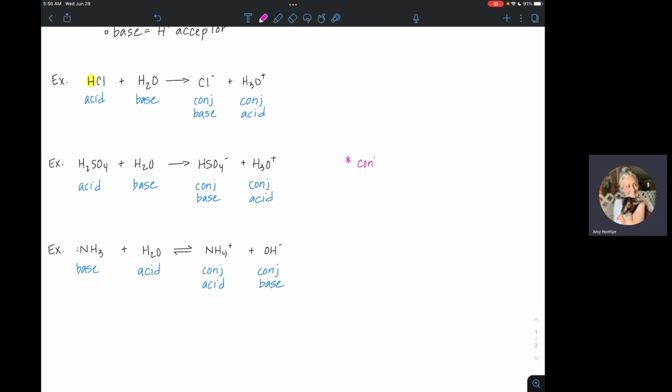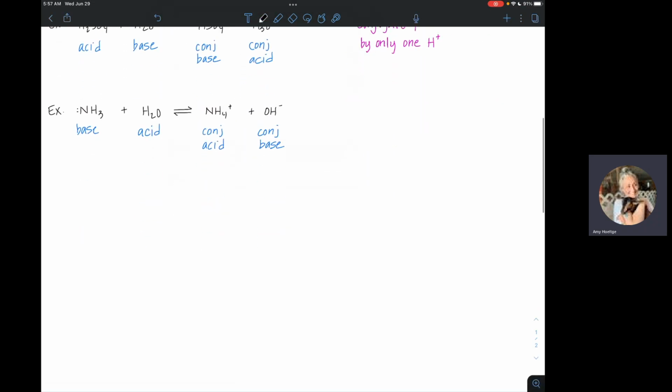It's good to be mindful that these conjugate pairs or conjugate partners are going to differ by only one proton. Even if you have a polyprotic acid, only one proton is getting plucked off at a time. The acidity of each subsequent proton is going to be different.